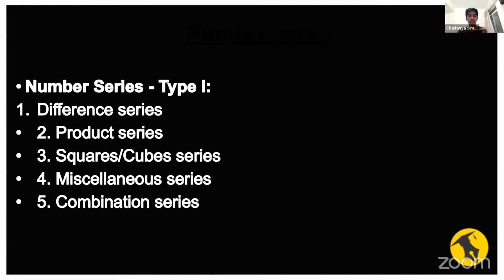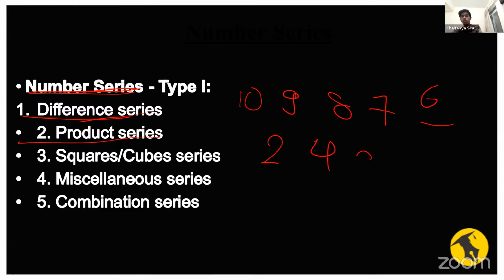All right. Now let's talk about number series. For number series, most of the things which I covered are the same. There can be a difference series, like there can be difference between terms. So let's say I have 10, 9, 8, 7. So the next should be 6. There can be a product series 2, 4, 8, 16. You can have a next term. There can be squares and cubes.